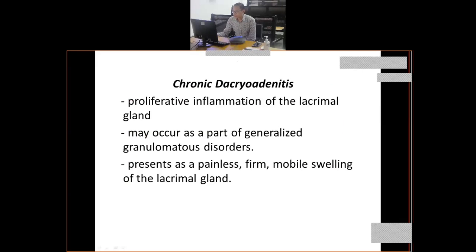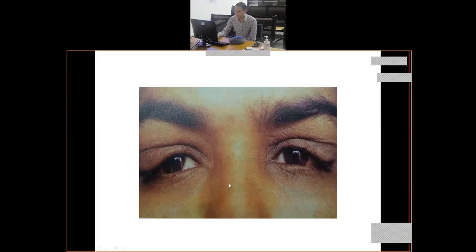Next is the chronic dacryoadenitis. It is a proliferative inflammation of the lacrimal gland. It may be a part of the generalized granulomatous disorders, and it presents as a painless, firm, mobile swelling of the lacrimal gland. You can see this is the picture of chronic dacryoadenitis. Both eyes are involved.